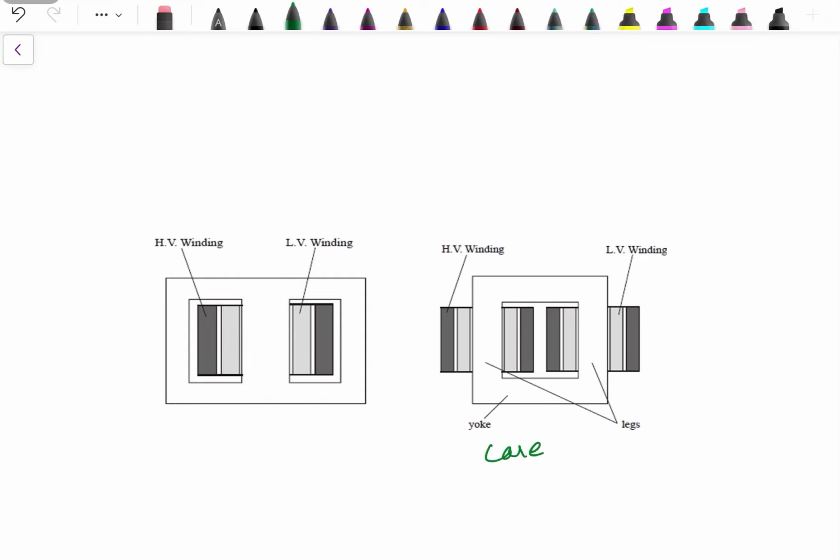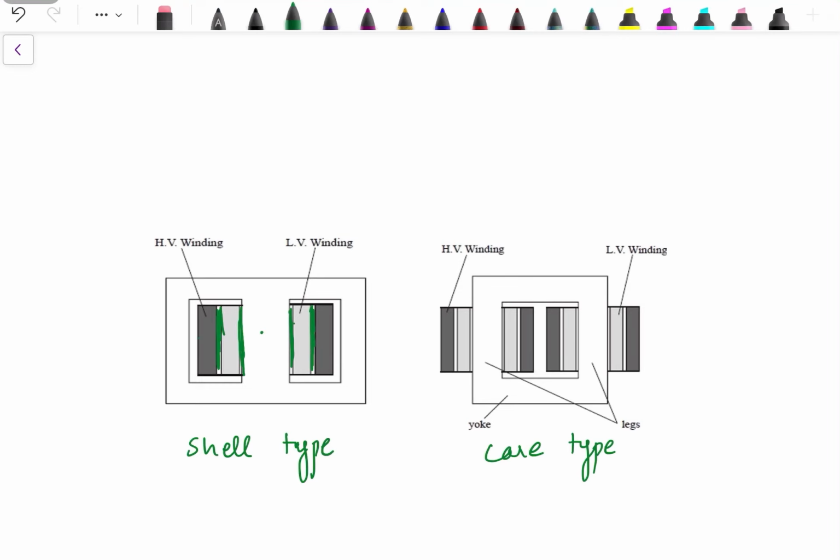This one is for core type and this one is for shell type. So we just cut and see from one side how it looks like, that we have a central limb, then an insulation over here which is according to the lower voltage level. Then we have the low voltage winding, the light colored one. Then we again have the insulation which is according to the higher voltage level. Then the dark colored winding is the high voltage winding.